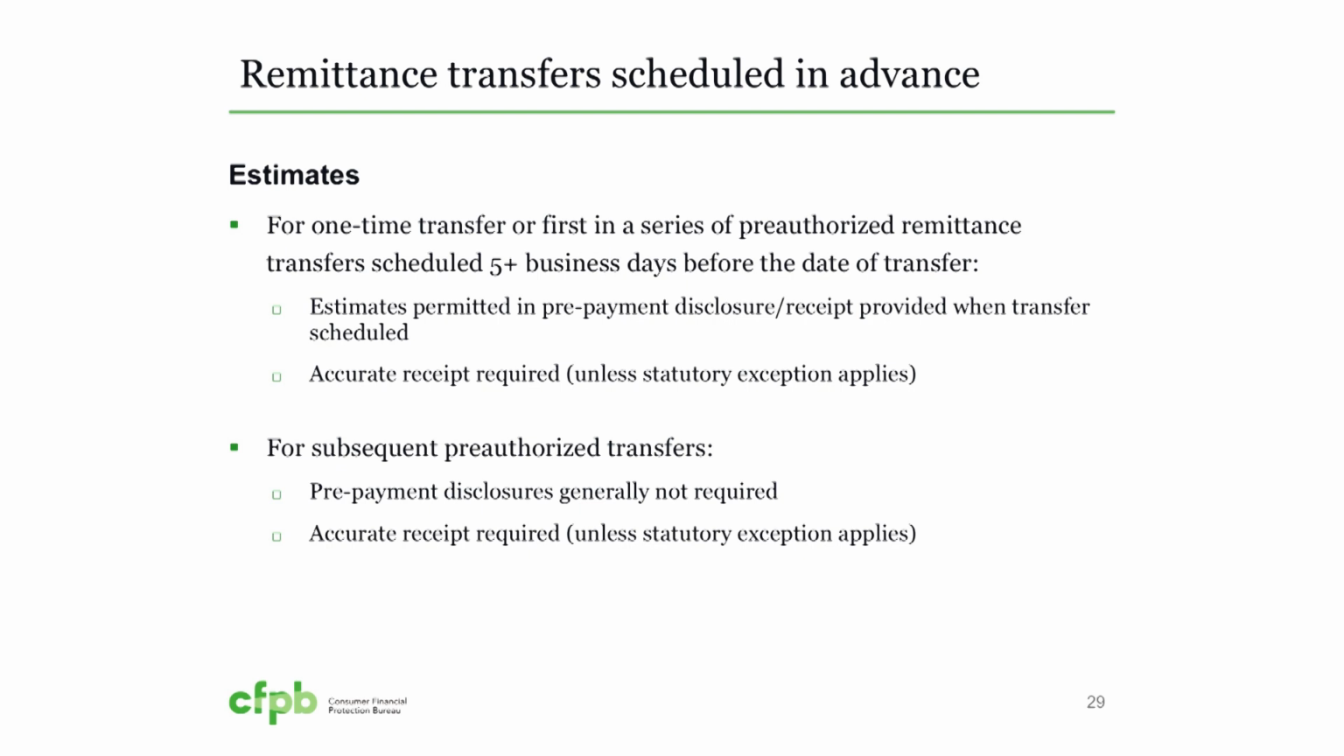For a one-time transfer scheduled before the date of transfer, or for the first in a series of pre-authorized remittance transfers, scheduled 5 or more business days before the date of transfer, estimates are permitted in the prepayment disclosure or receipt provided when the transfer is scheduled. An accurate receipt is required unless another statutory exception applies. For subsequent transfers, a prepayment disclosure is generally not required. However, an accurate receipt continues to be required, again unless a statutory exception to the accuracy requirement applies.